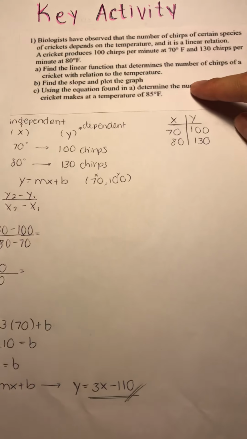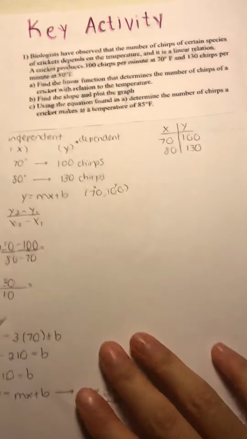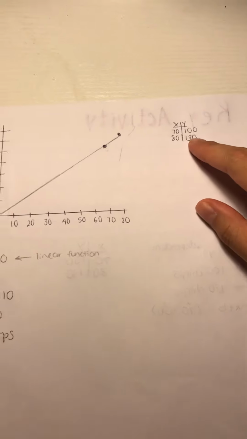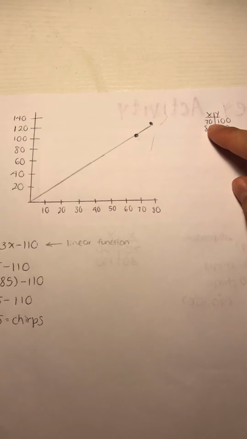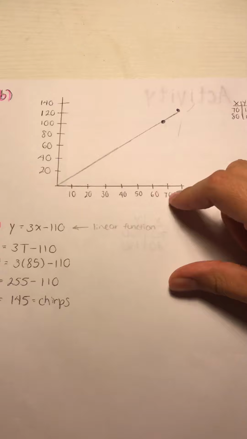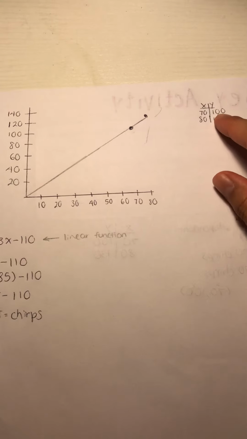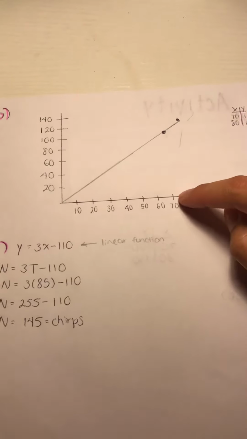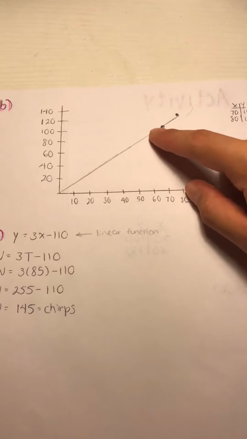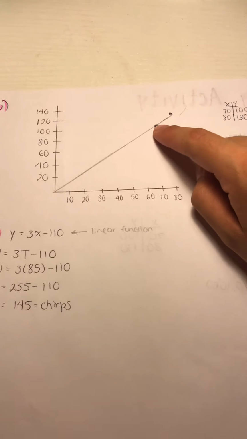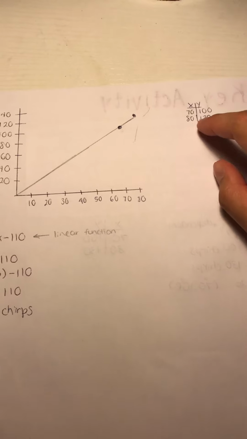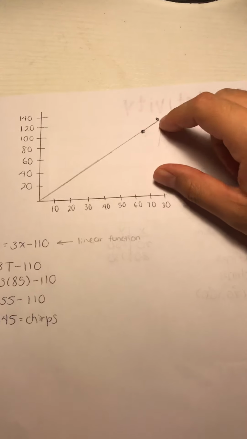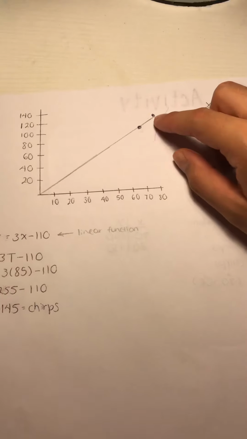The second one says, find the slope and plot the graph. So we go to the next slide, and now that we have this, we will know how to graph it. So 70, which is the x, is this line, and 100, which is the y, is this line. So we graph 70 and 100, which is in here. So we plot the point in here. And then it says 80 and 130. So we have 80 and 130 that we know is in here, and we plot the point.